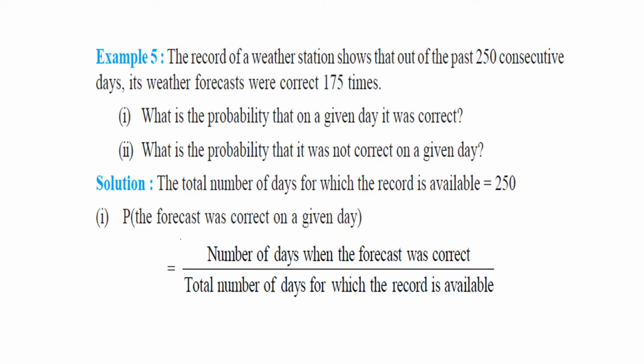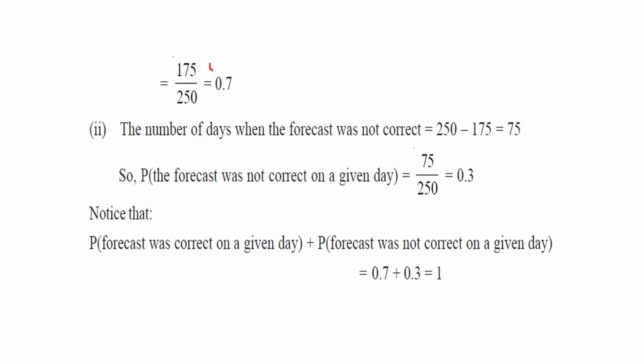So the total number of days for which the record is available is 250, right? Its weather forecast were correct 175 times. So the forecast was correct on a given day, that is 175 by 250, that is 0.7. Now the total number you can also find out in a similar way. You don't have to go to the second one. I'll tell you how.